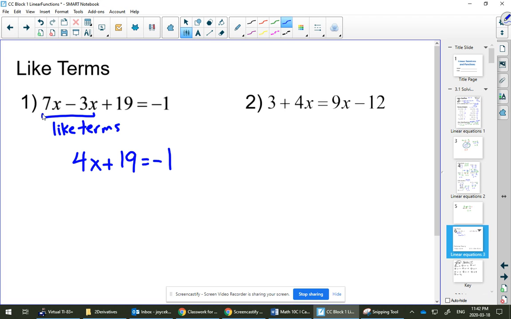Now I can see I've just got a two-step problem. Again, thinking ahead to what math I'm going to be doing, I need to get rid of the 19 first because that's furthest from the x on that side of the equation. I'm going to subtract 19, and then I'm going to divide by 4. Again, if you can start visualizing the math, it's going to make it a lot easier as you go. So 4x equals negative 20, divide by 4, and we get x equals negative 5.